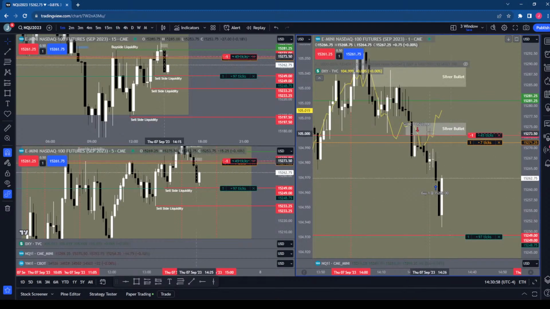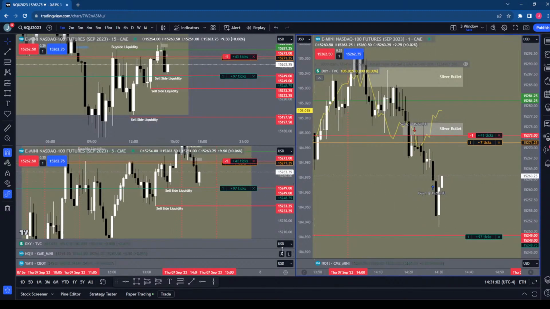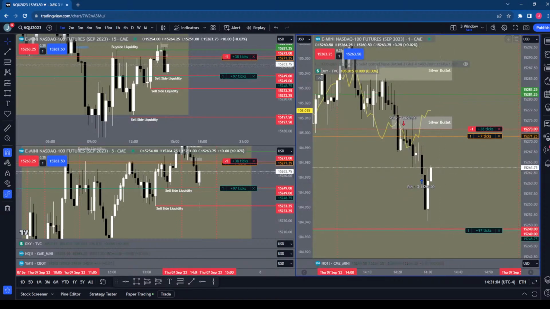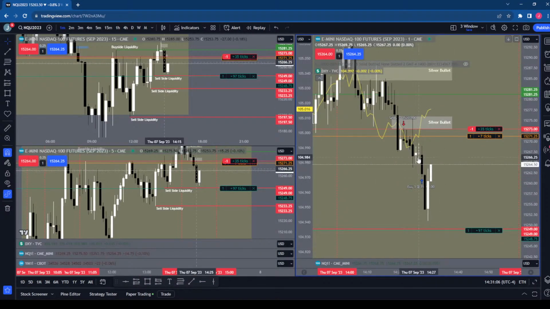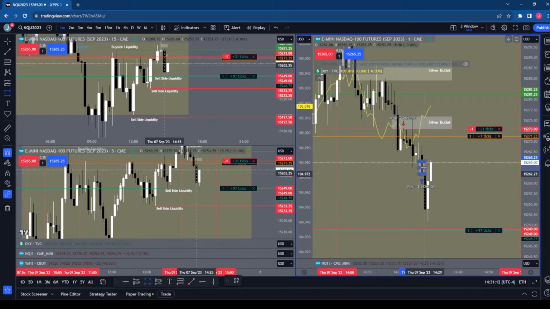I'm not too worried about that candle as long as we have the rising dollar. See how it respects this fair value gap.